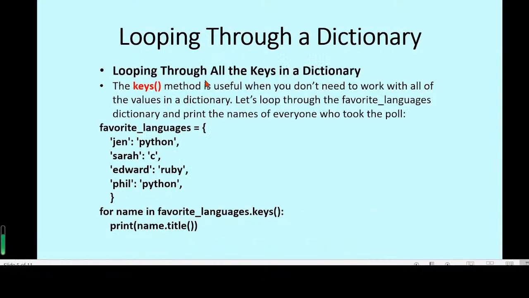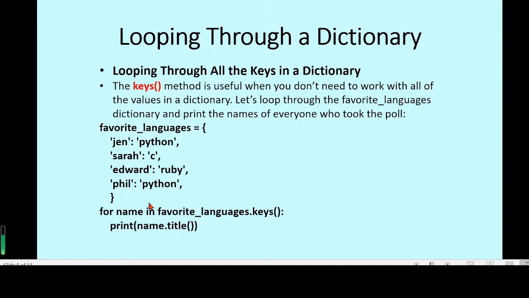So looping through all the keys in a dictionary. You can use the keys method. It's useful when you don't need to work with all of the values in a dictionary. So let's loop through the favorite_languages dictionary and print the names of everyone who took the poll.